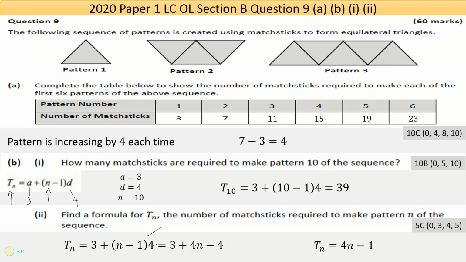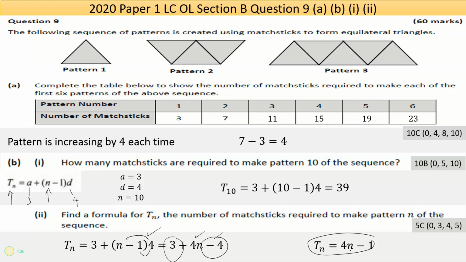So it's 3 plus, now the 4 multiplies both terms. 4 by n is 4n, 4 by minus 1 is minus 4. That's it. All I'll do is tidy it up. The minus 4 and the 3 can combine together to give minus 1. So this is my formula.